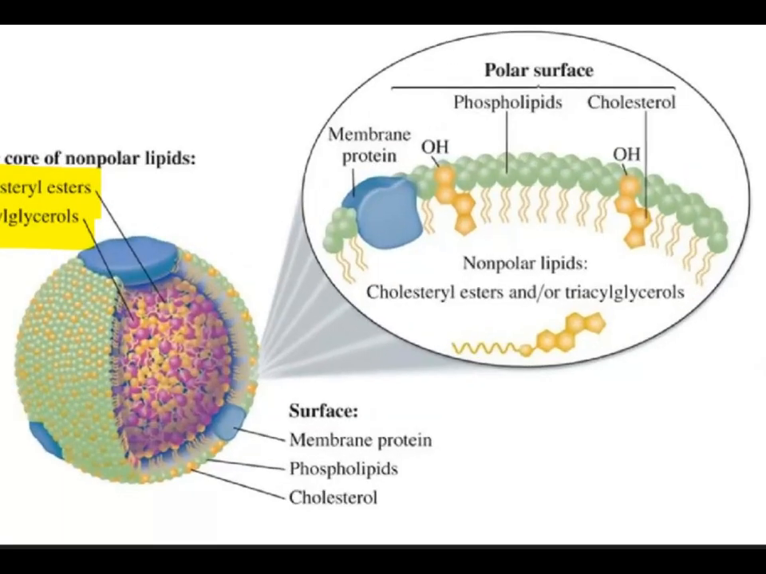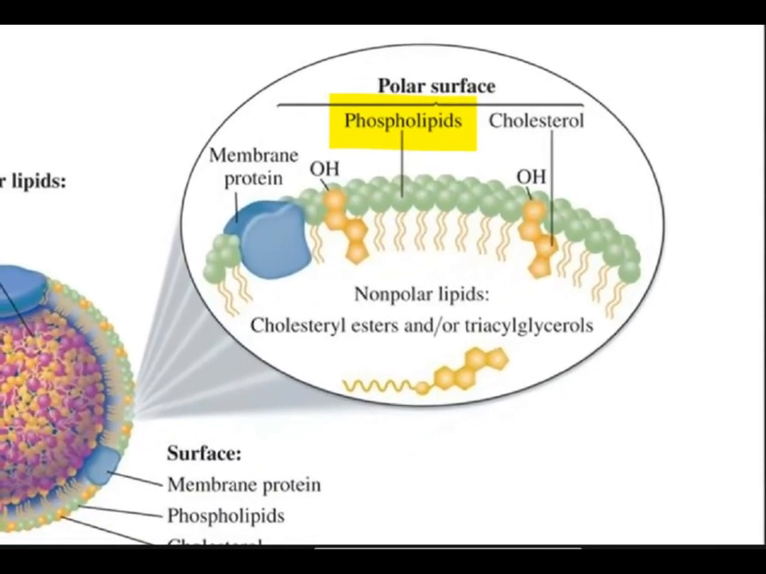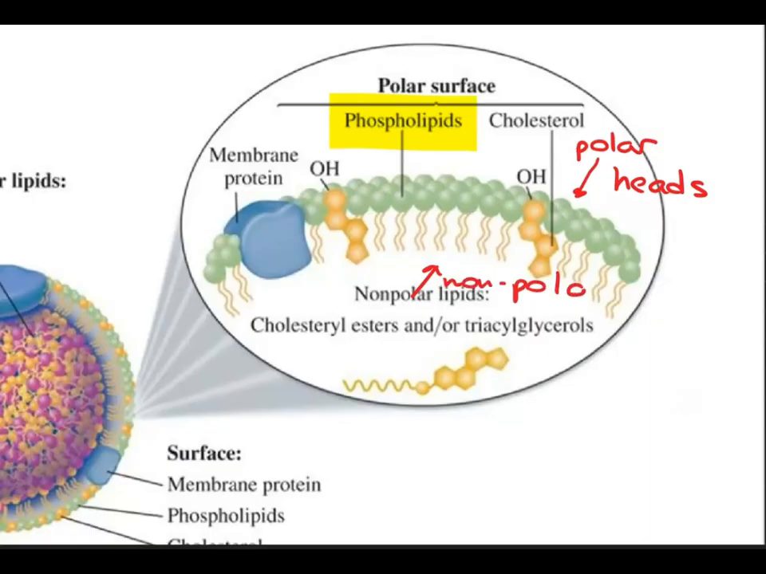So the surface of the lipoprotein is polar because there are phospholipids with the polar head and nonpolar tails. So polar heads face blood, okay?